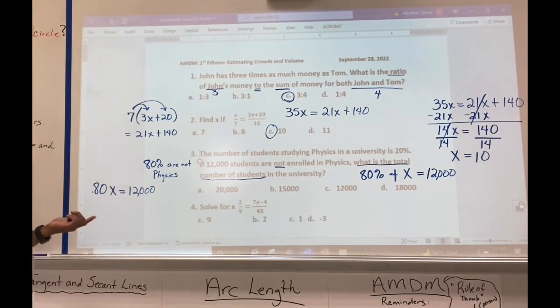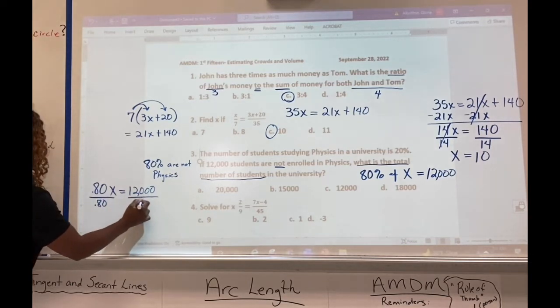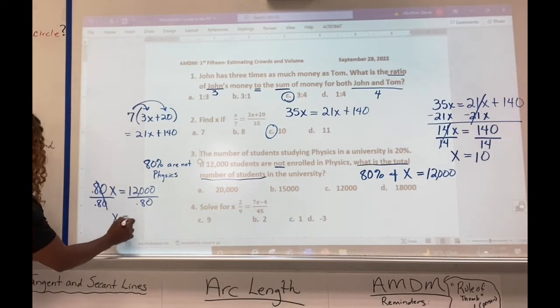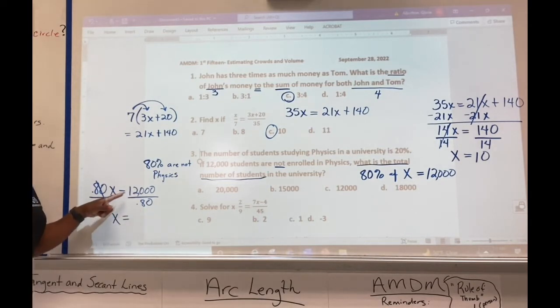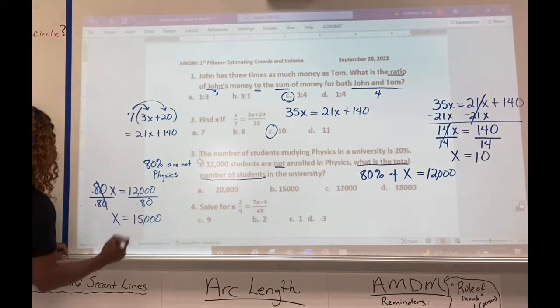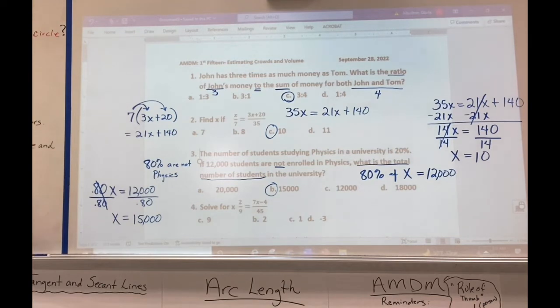Now I need to just solve it. This is just a one-step equation now. So what I'm going to do is, because remember we want to get the variable by itself, I've got to divide 0.80 on both sides. And once I do that, these are going to cancel out, and then my X is going to be equal to, if you put this in the calculator, 12,000 divided by 0.80, you're going to get 15,000. So that means that this school has 15,000 students, okay?